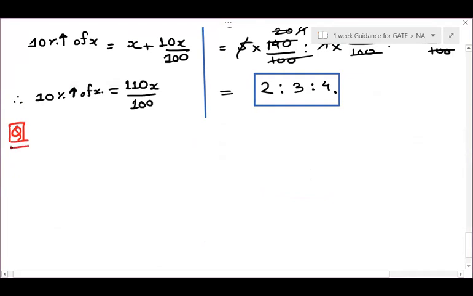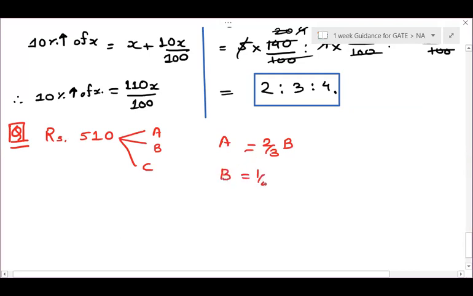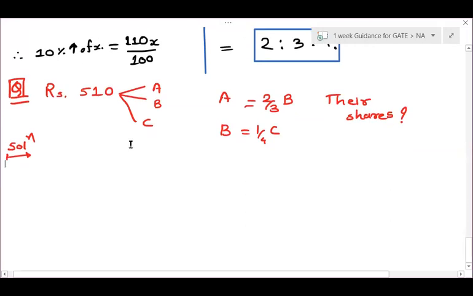Now, next question. Rupees 510 is divided amongst A, B, and C in such a way that A gets 2 by 3 of what B gets, and B gets 1 by 4 of what C gets. Find their shares. In the options they are going to give you their shares respectively. So if rupees 510 are divided among A, B, and C such that A gets 2 by 3 of what B gets, and B gets 1 by 4 of what C gets, then find their shares.